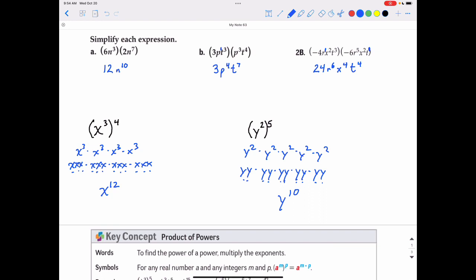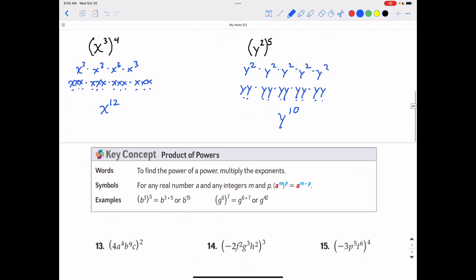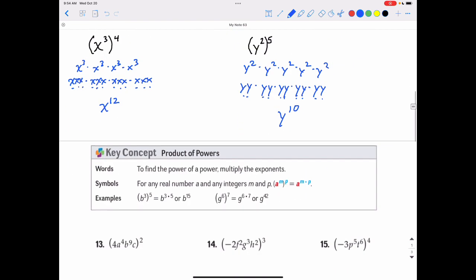So can we come up with a generalized rule for this instead of writing out all those x's and y's? And we can. We have what's called the power of a power rule. To find the power of a power, multiply the exponents. So b to the third to the fifth would be b to the 3 times 5, which is b to the 15th. G to the 6th to the 7th, you would take 6 times 7, which would be 42, or g to the 42. So again, notice that you have 2 exponents sharing the same base.